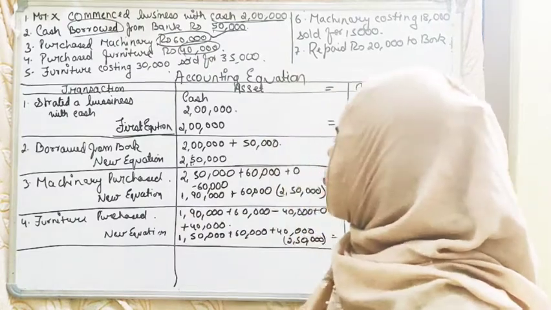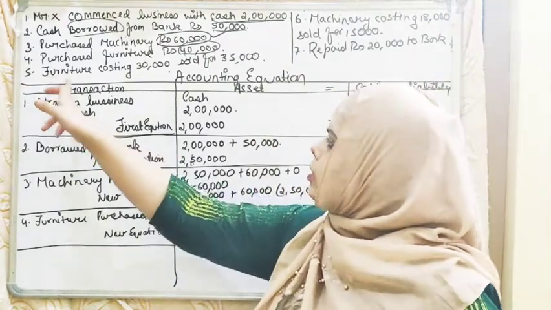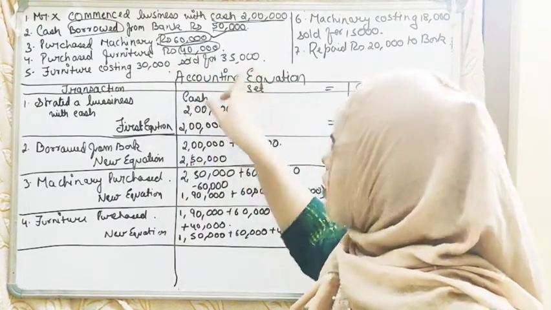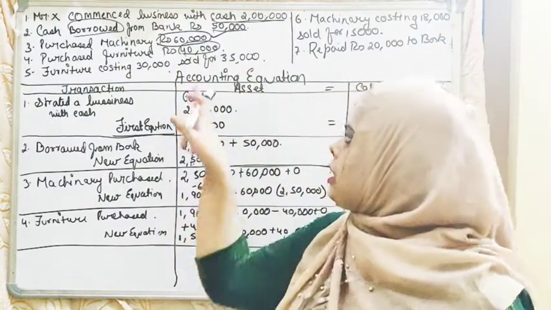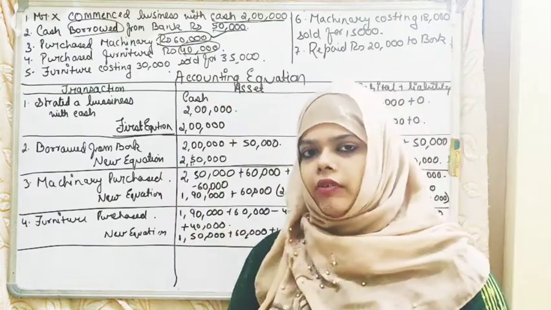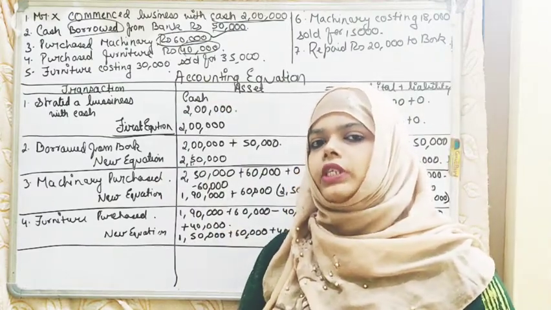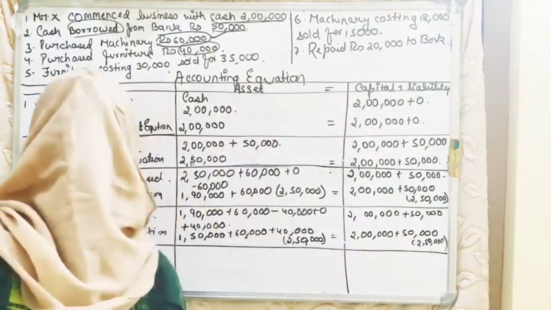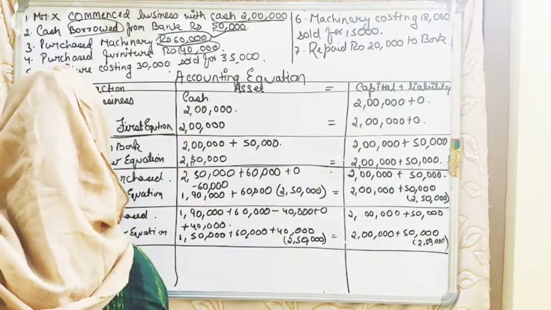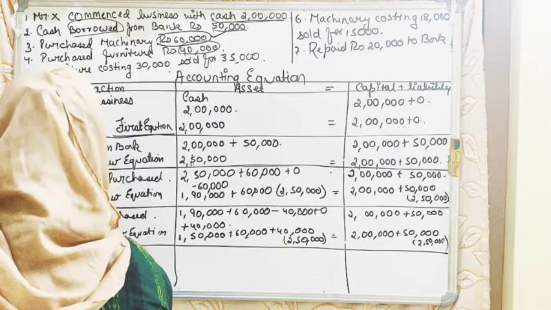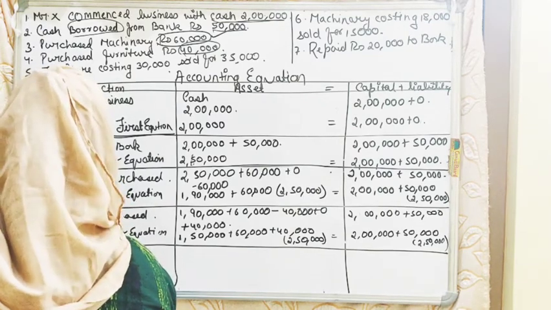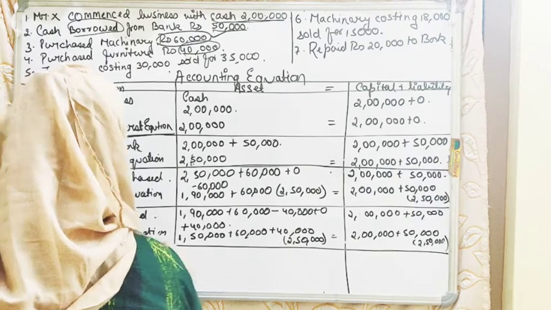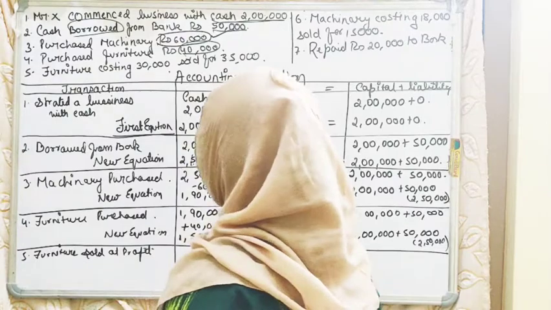Coming now to your fifth equation, that is this one. Furniture costing rupees 30,000 sold for rupees 35,000. So straight away we are getting a profit of rupees 5,000. So how do we write this equation? We'll write here furniture sold at profit.